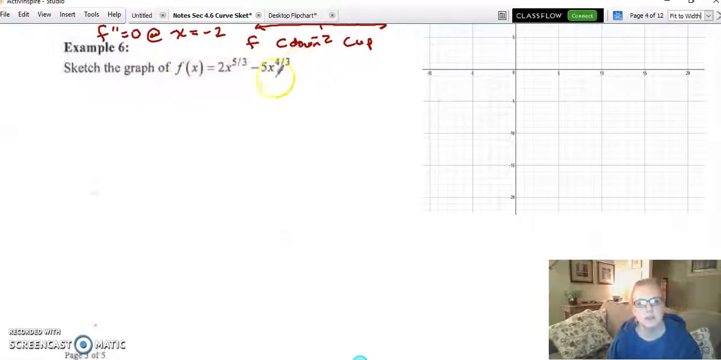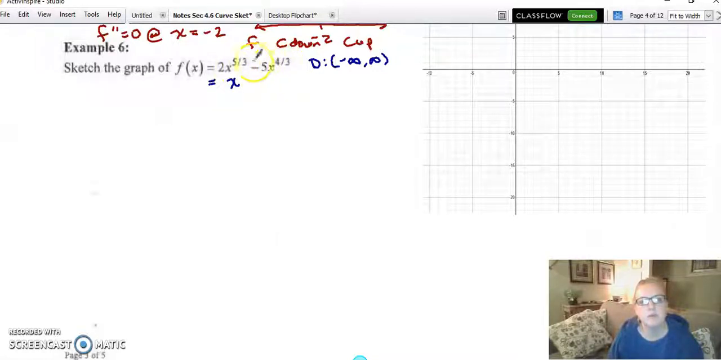In example 6, thinking about our domain, it's a cube root, so there's no restrictions. So our domain is going to be negative infinity to infinity. However, because we have the odd roots there, there's a cusp or vertical tangent line alert that I do need to be careful about, whether or not there might be a cusp or a vertical tangent line.